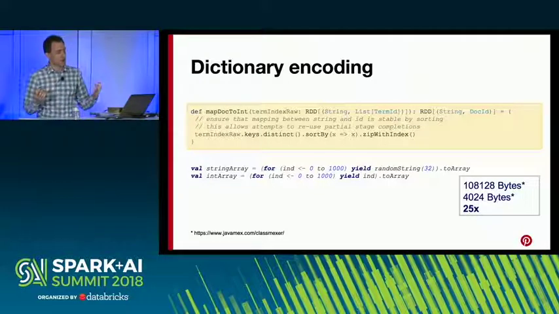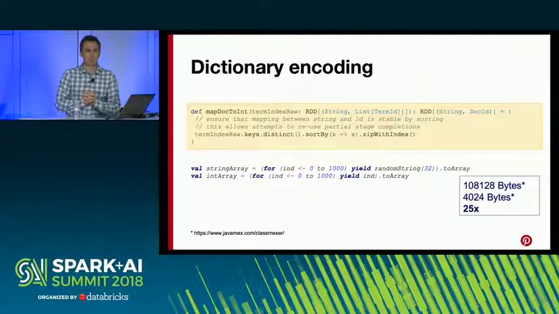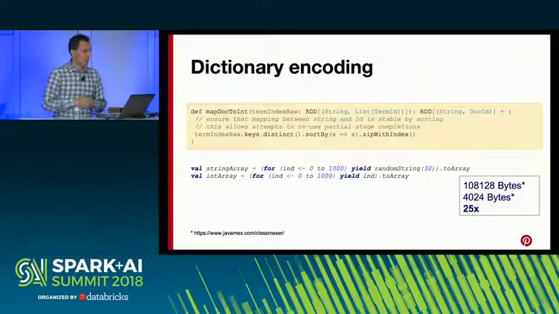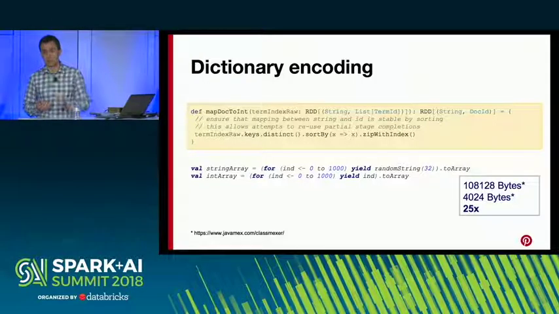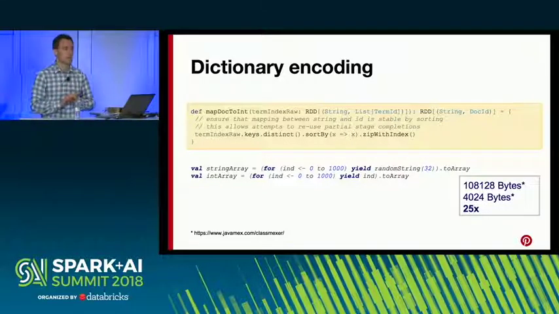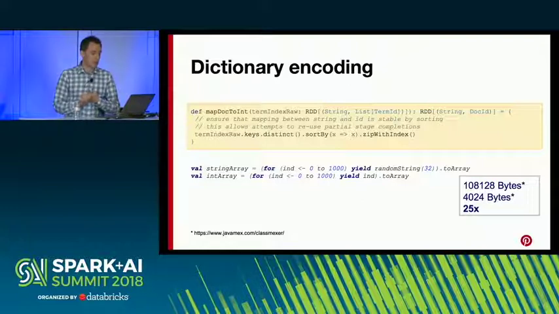What if you take 1,000 strings of 32 characters? That happens to be the length of IDs that we use at Pinterest. They're essentially MD5 hashes. And compare it to 1,000 integers. Well, it turns out it's a 25x difference in memory utilization. It's more than you would expect because of inefficiency of storing strings, the object overhead, the byte alignments, and object headers, and so on.